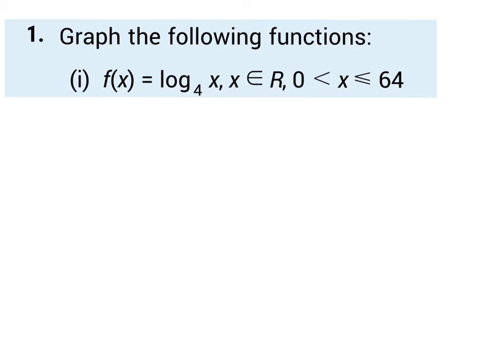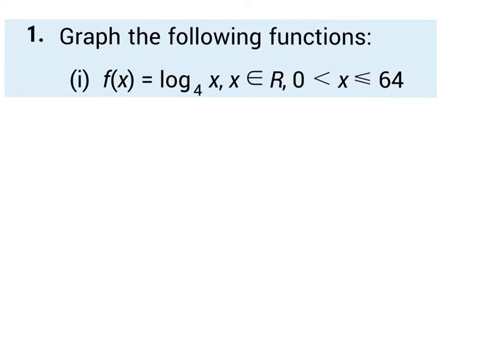Okay, so here in this question we're asked to graph the following function, which is f of x equal to log x to base 4, where x is an element of the reals and is greater than 0 and less than or equal to 64. Before we do up our input box for x, obviously we're not going to have an input box of x values 1, 2, 3, 4, 5, 6 all the way up to 64.